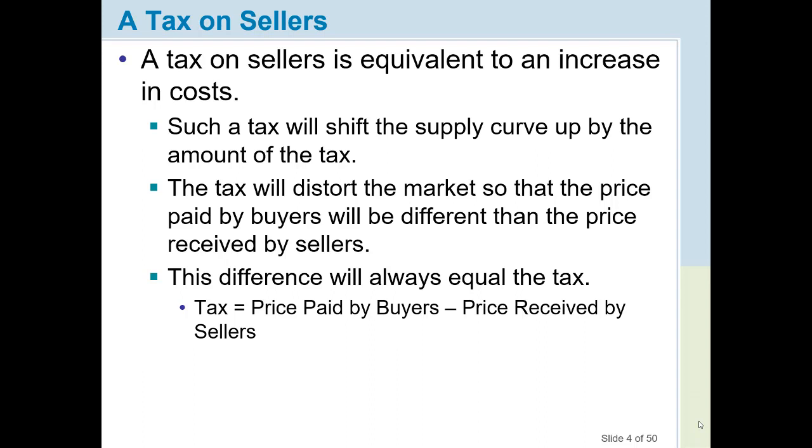of the tax. That will distort the market, so the price paid by buyers will be different than the price received by sellers. Buyers have to pay the price plus tax. Sellers get the total price minus the tax. So now we'll see we have a discrepancy, and sometimes we refer to this as the tax wedge between the price buyers pay and the price sellers receive. And that is how we'll go about analyzing this in the graph.